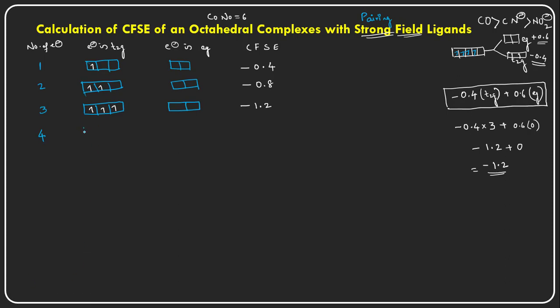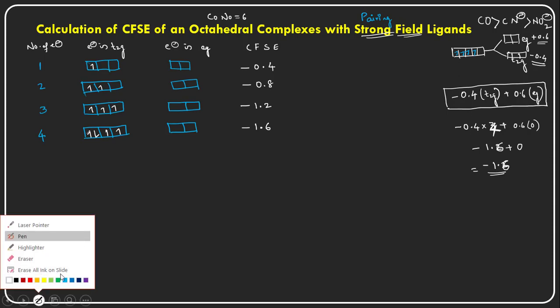So this point we need to remember. Now T2G orbitals and EG orbitals, and the fourth electron also enters the T2G orbital. Now this will become 4. So minus 0.4 into 4 will be minus 1.6, and there are no electrons present in the EG orbital. So the crystal field stabilization energy will be minus 1.6, right?